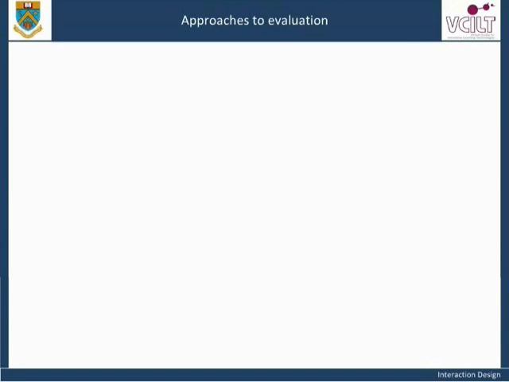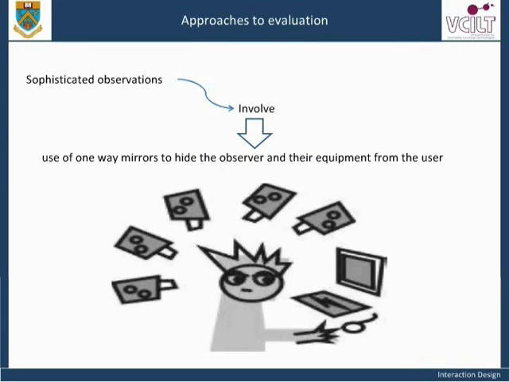However, the more complex the observation becomes, the more it intrudes upon the user and may affect their performance, so skewing the results of the evaluation. Sophisticated observations often involve the use of one-way mirrors to hide the observer and their equipment from their user. Furthermore, the user may be placed in a setting similar to their normal working environment to make them feel more at ease. Alternatively, observations can be carried out in the workplace itself, which gives well-grounded results, but can often be difficult to set up, especially in busy working environments where the subjects may be interrupted.